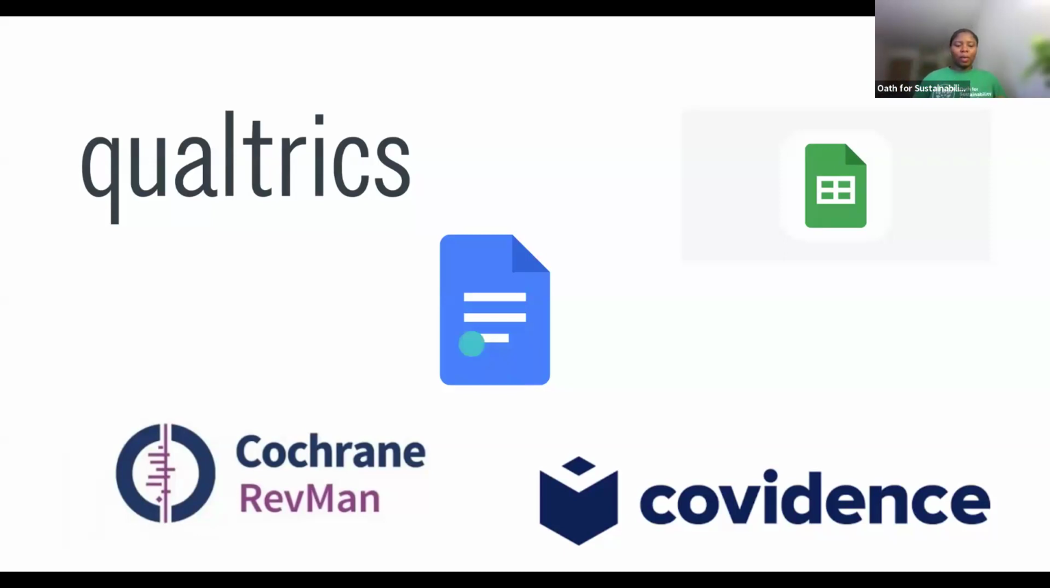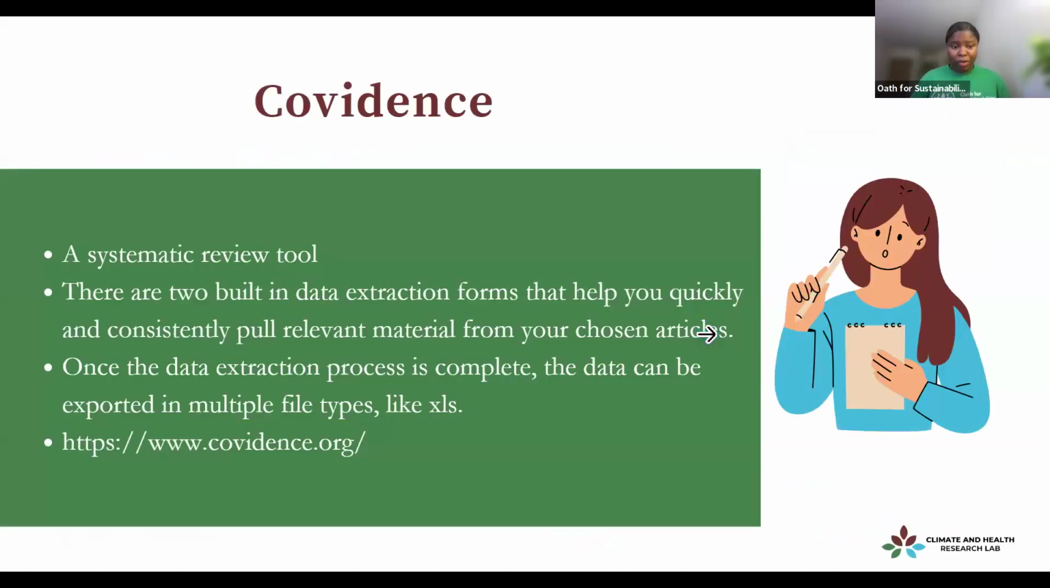Then we have the Cochrane RevMan. It's a free tool that is used in Cochrane systematic reviews. It's very nice, and I'm going to talk a little bit about that later. And we have Covidence and the Excel sheets or Google Sheets. So I'll be talking about Covidence first. Like I said earlier, it's a systematic review tool. What I love about the Covidence tool is that you only need two people to do the data extraction.